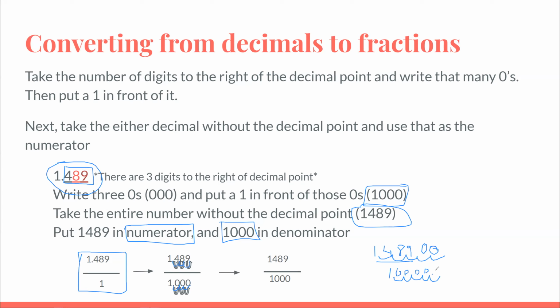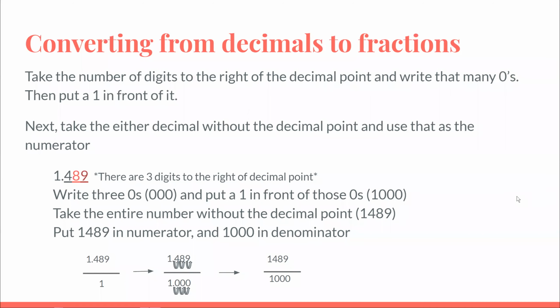All right, moving on. This would be your fraction. 1,489 upon 1,000 is what your fraction is. And then you would just keep simplifying if you can to get a simplified fraction.